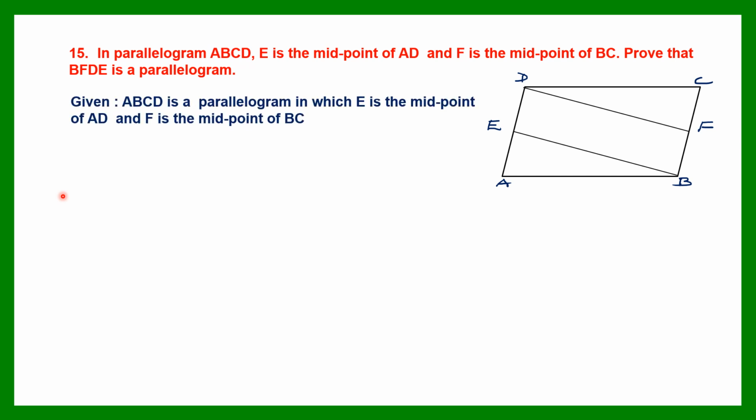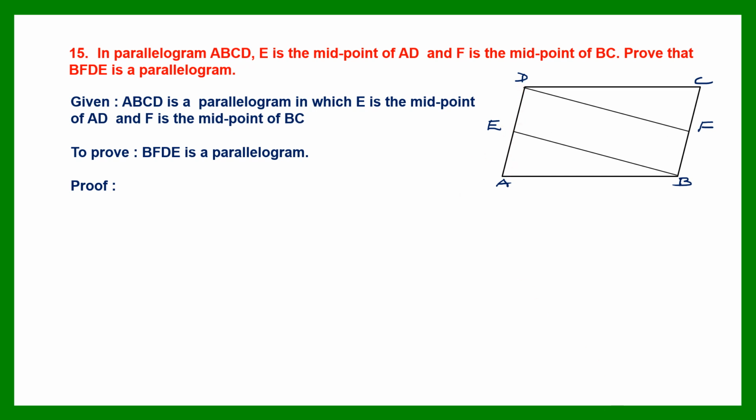So what is given to us? ABCD is a parallelogram in which E is the midpoint of AD and F is the midpoint of BC. Now we have to prove that BFDE is a parallelogram. So let's begin the proof. Let's begin by looking at this side. Since E is the midpoint of AD, DE will be half of AD, because it's a midpoint.